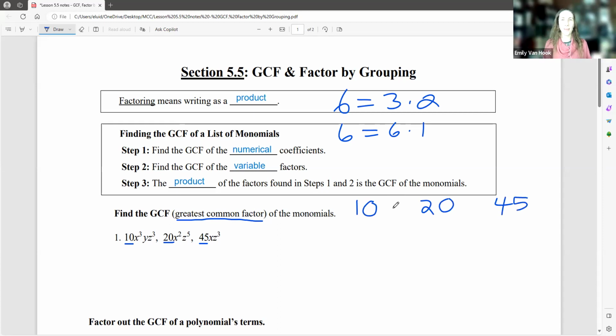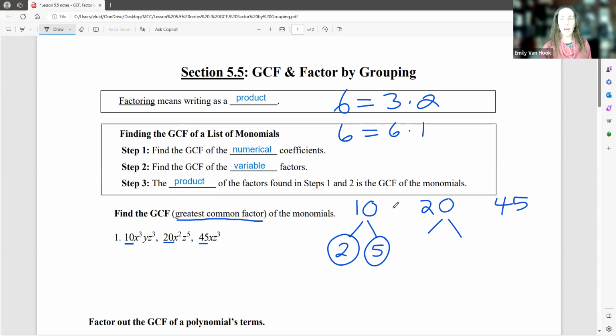So off to the side, I'm going to make a factor tree for each of those numbers. So remember, factoring means writing as a product. I'm going to break these numbers down into products, and I'm going to keep going until I reach prime factors, meaning they have no factors, nothing goes into them other than 1 and itself. So for 10, I can break that down into 2 times 5. Both of those numbers are prime. I can't factor 2 anymore or 5 anymore. The only factors of 2 would be 2 and 1. The only factors of 5 would be 5 and 1. So 10 is 2 times 5.